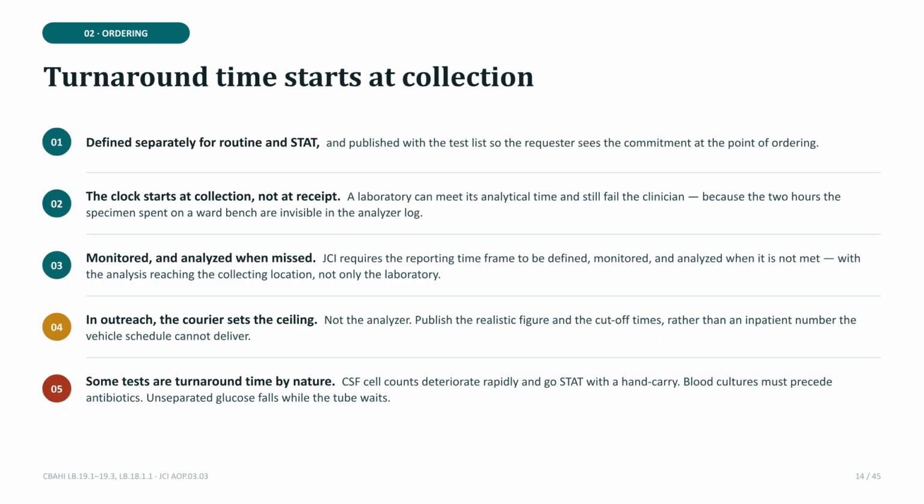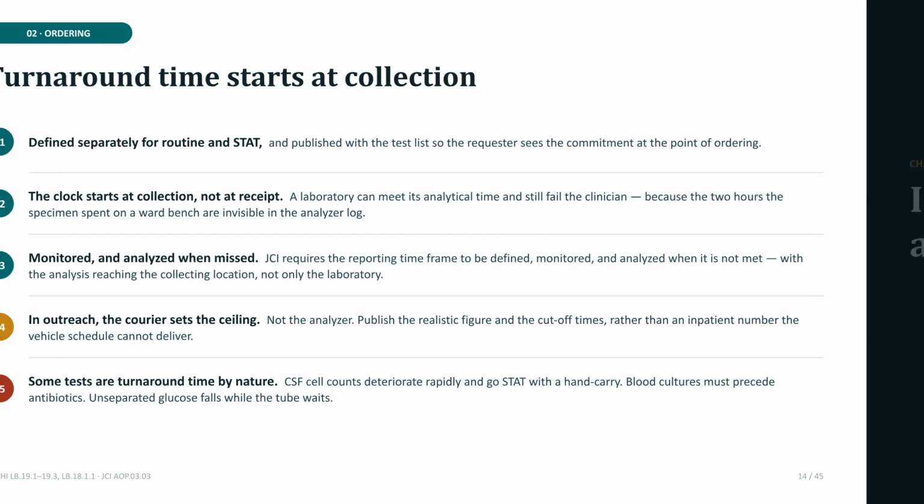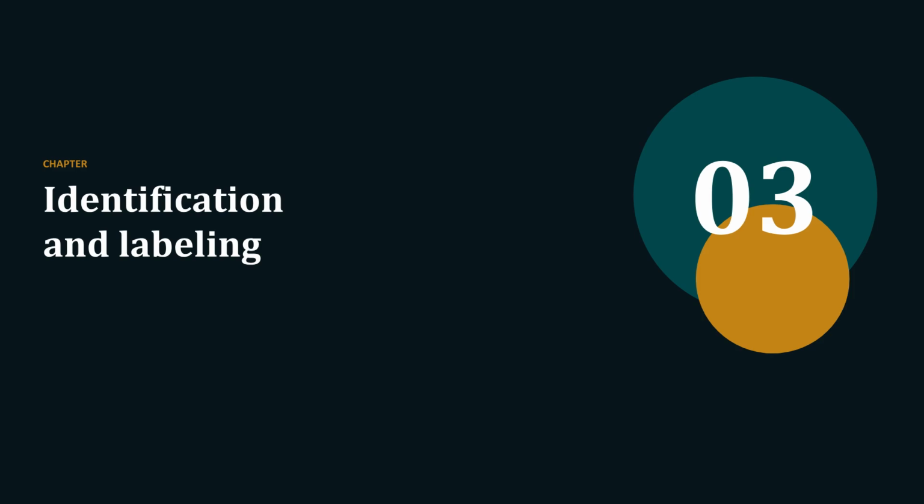Turnaround time begins at collection, not lab receipt. You must define routine and stat windows, monitor performance, and account for external constraints like courier schedules in your published figures. Chapter 3 shifts our focus to the fundamentals of identification and labeling.